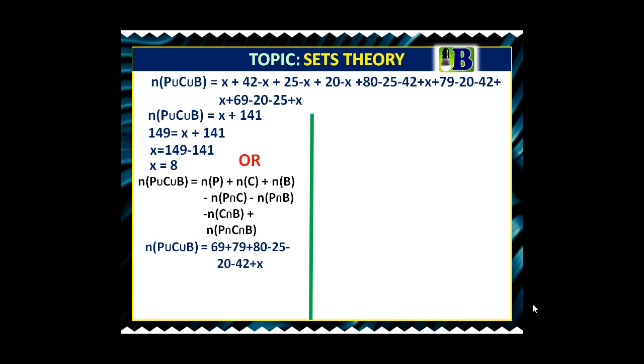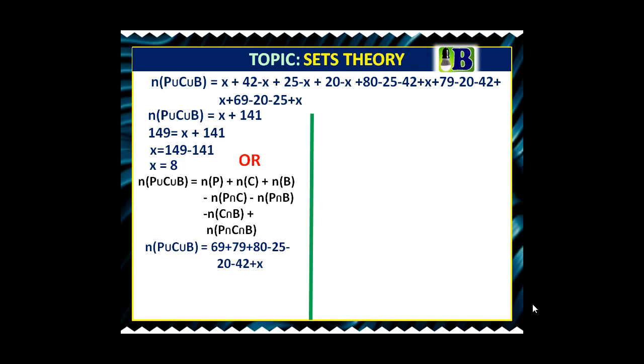Then 25 is representing the number of students that offer physics and biology. Then 20 is representing the number of students that offer physics and chemistry. Then 42 is representing the number of students that offer chemistry and biology. Then s is representing the intersection of the three sets.